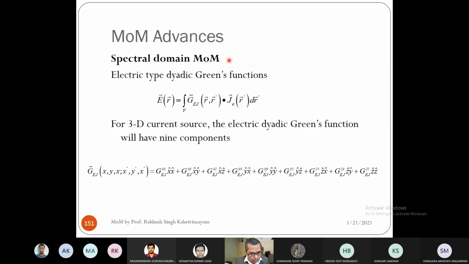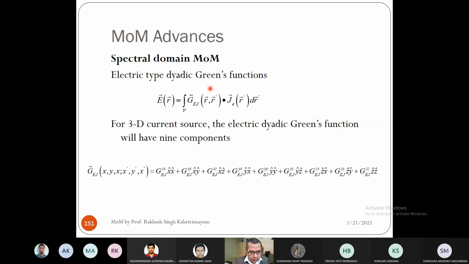So today we'll start a new topic which is called spectral domain MoM. Spectral means you are actually doing Fourier transform. You do the calculation in the spectral domain, in the Fourier transform domain. So usually what do you do? You take the Fourier transform of a time varying function and you get the frequency domain. But here our fields are varying with respect to space. So the Fourier transform will be a little bit different here.